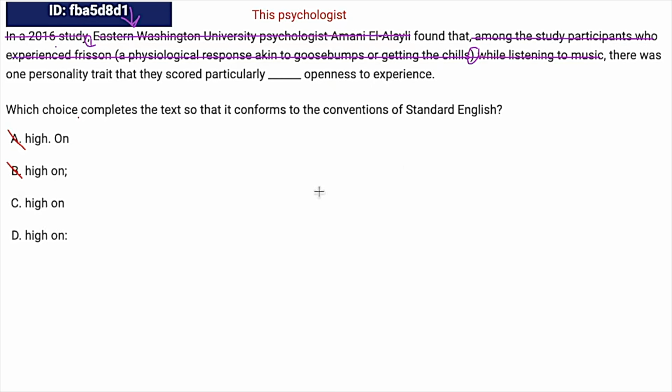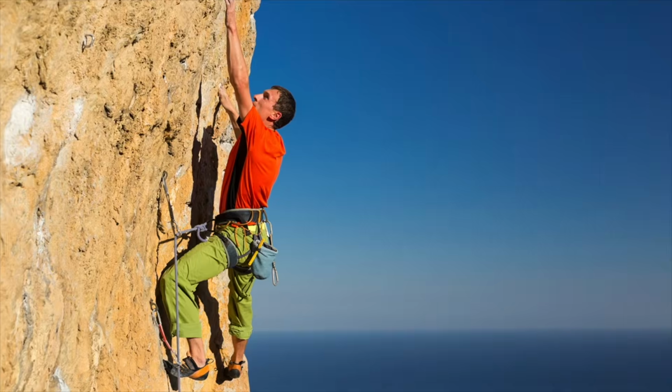C, there's no punctuation. So what would that look like? This psychologist found that there was one personality trait that they scored particularly high on openness to experience. No, that doesn't work. It's a run-on. So C is out. And by process of elimination, it is going to be our colon, D. And if you want to know more about what colons do, leave me a comment. I'd be happy to make a dedicated video, but I knew right off the bat that this was going to be a great answer because one of the things that colons do best is resolving a cliffhanger.